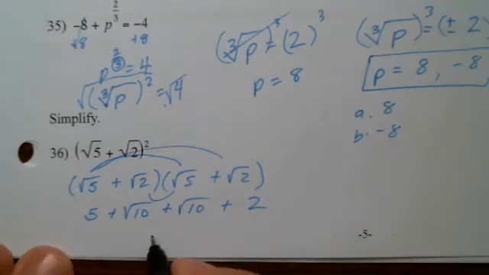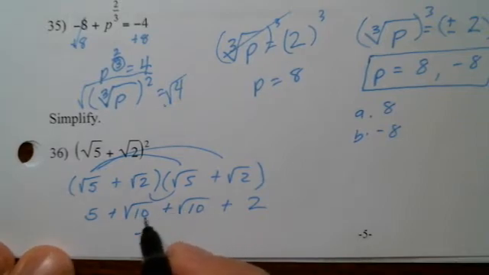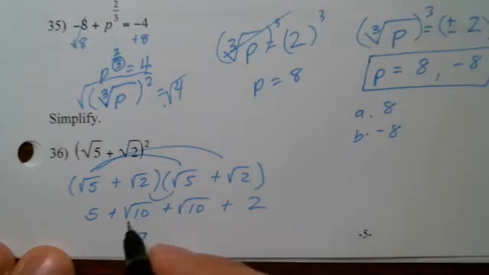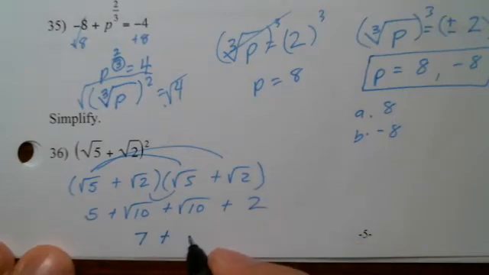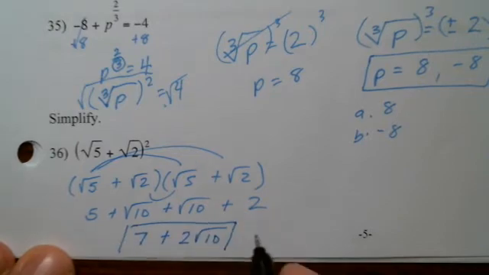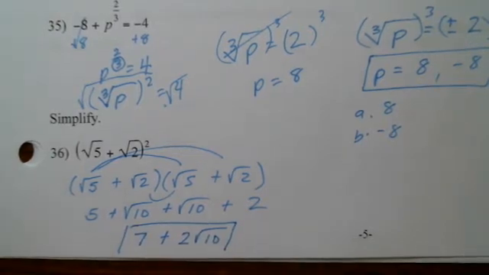5 plus 2 is 7. And then treat radicals like variables. So how many of those square root 10s do I have? It'd be 2 radical 10. Can somebody confirm that answer? Cool. Making sense thus far? All right.